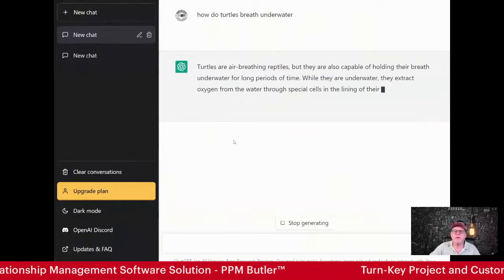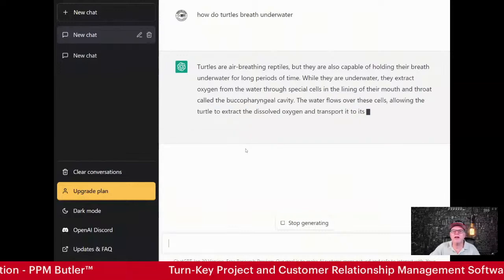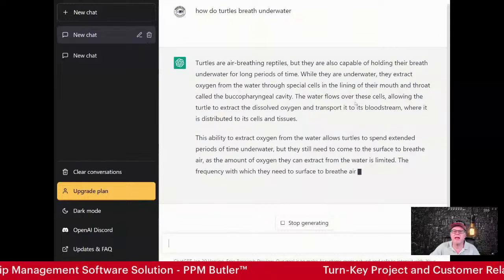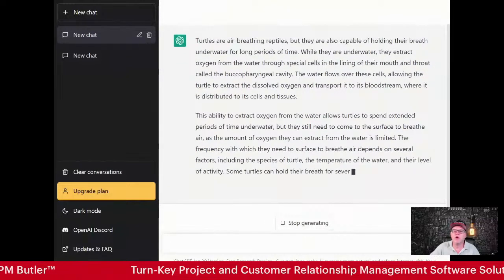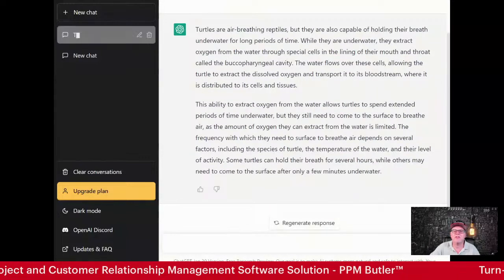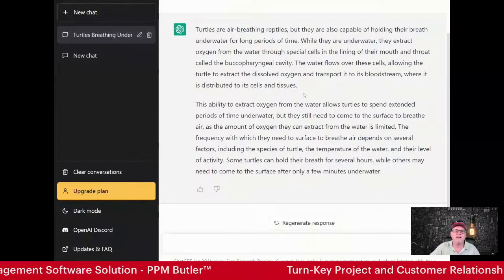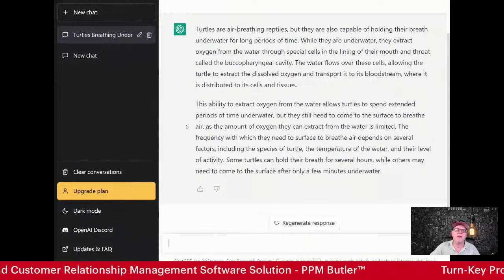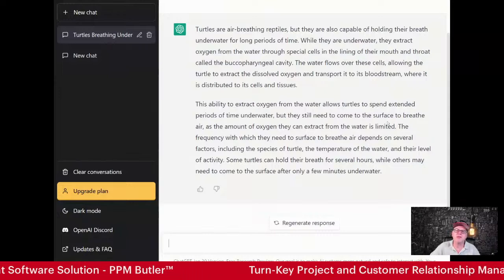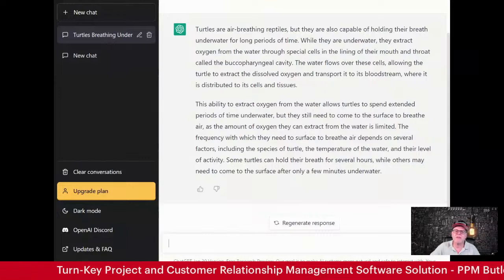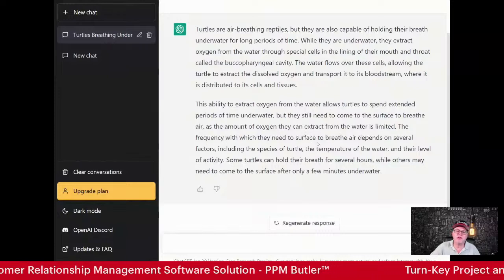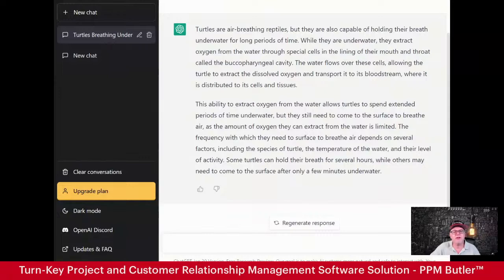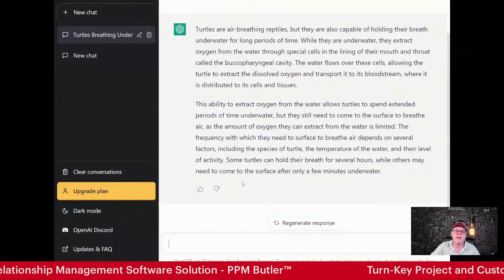Turtles are air-breathing reptiles, but they are also capable of holding their breath underwater for long periods of time. While they are underwater, they extract oxygen from the water through special cells in the lining of their mouth and throat called whatever that is, cavity. The water flows over these cells, allowing the turtle to extract the dissolved oxygen and transport it into the bloodstream, where it distributes into the cells in the tissue. The ability to extract oxygen from the water allows turtles to spend extended periods of time underwater, but they still need to come up to the surface to breathe air, as the amount of oxygen they can extract from the water is limited. The frequency at which they need to surface depends on several factors, including the species of turtle, the temperature of the water, and their level of activity. Some turtles can hold their breath for several hours, while others may need to come to the surface after only a few minutes underwater.